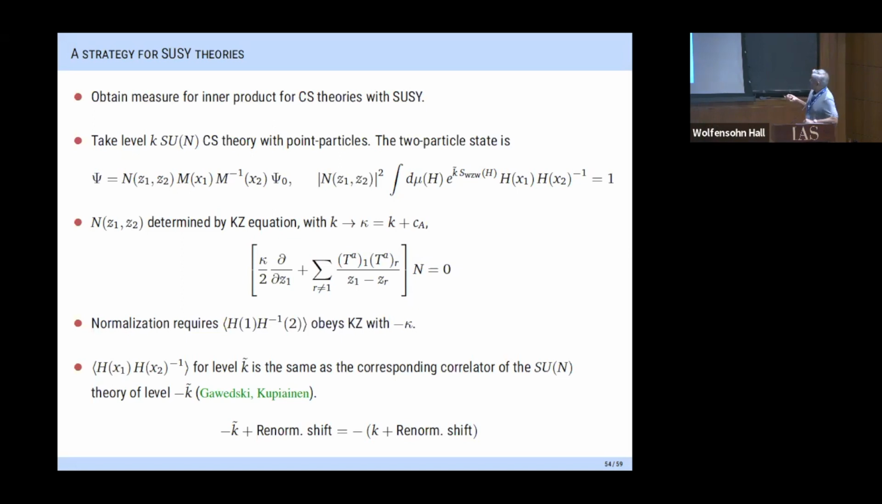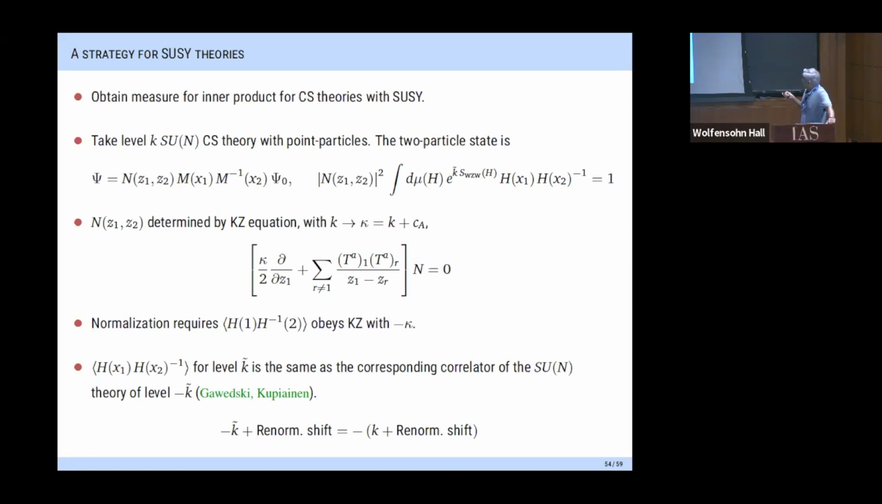Now, what is kappa here? Kappa is our level number K of the Chern-Simons theory, but there is a renormalization effect. It is getting an adjoint Casimir added to it. This renormalization is well known. It can be shown in many different ways. There is an argument given for it in Witten's paper that I mentioned, and there are other ways to see it also.